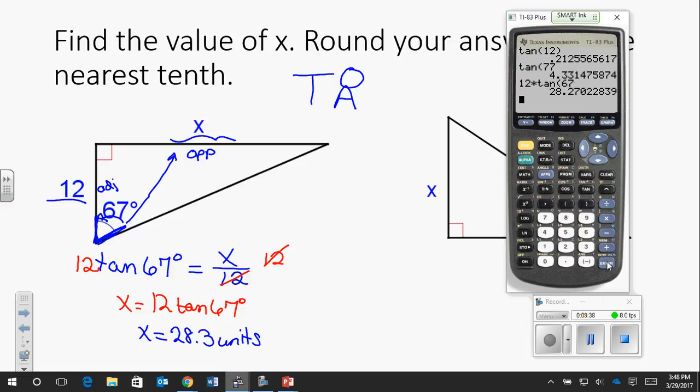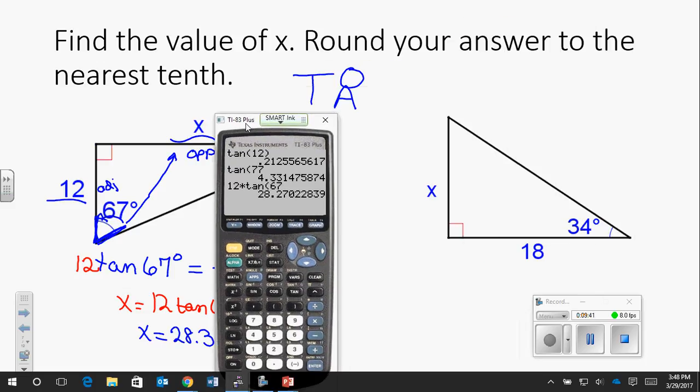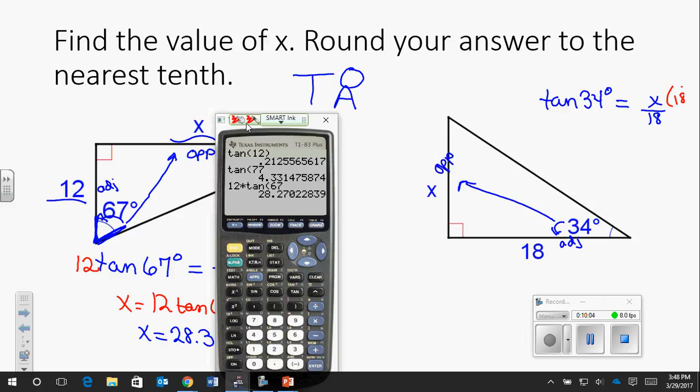For our next example, we do the same thing. We set the tangent of the angle, in this case it's 34 degrees, equal to the opposite divided by the adjacent, x divided by 18. So to simplify this, we get the 18 to be multiplied by both sides, and 18 times the tangent of 34 is equal to 12.1 units.